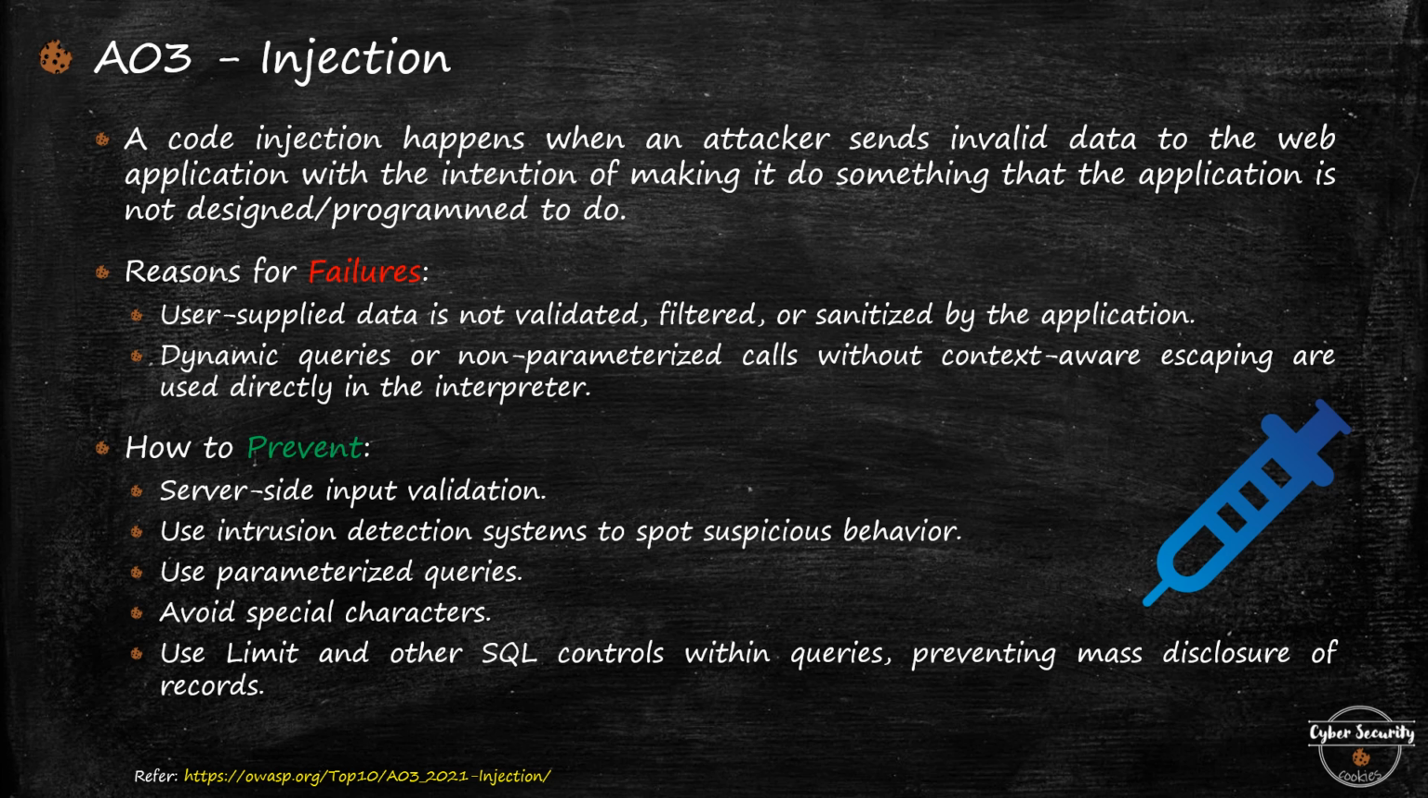In order to prevent it, input validation on the server side is very important. On top of that, you should have an intrusion detection system which can spot suspicious behavior, use parameterized queries, avoid special characters, and also limit the SQL controls within queries. So that's the key thing for any kind of mass disclosure. Similarly, I would say the core of code injection vulnerability is lack of validation and sanitization by the web application, and it is one of the well-known attacks.